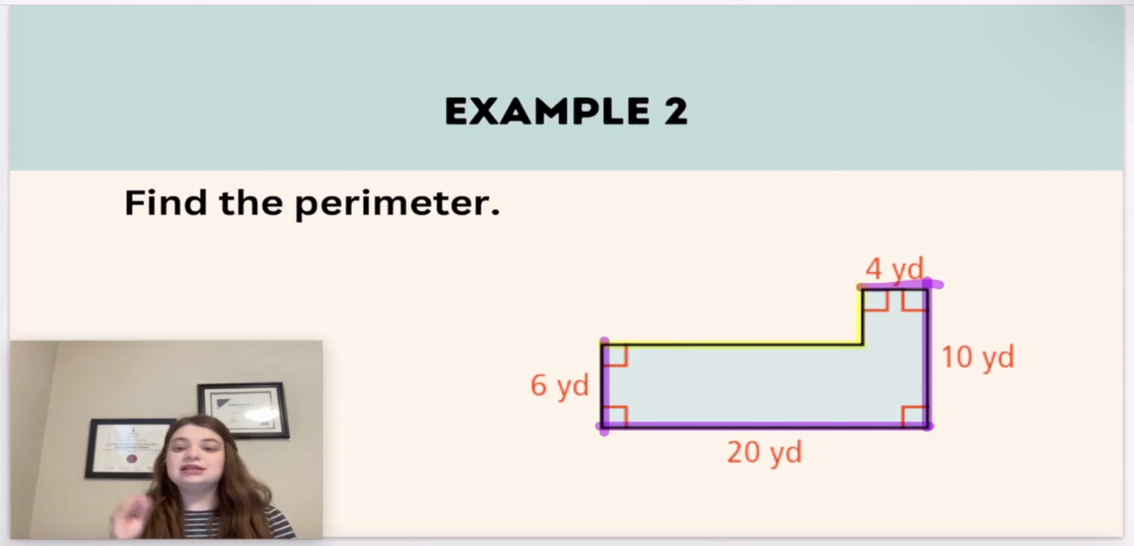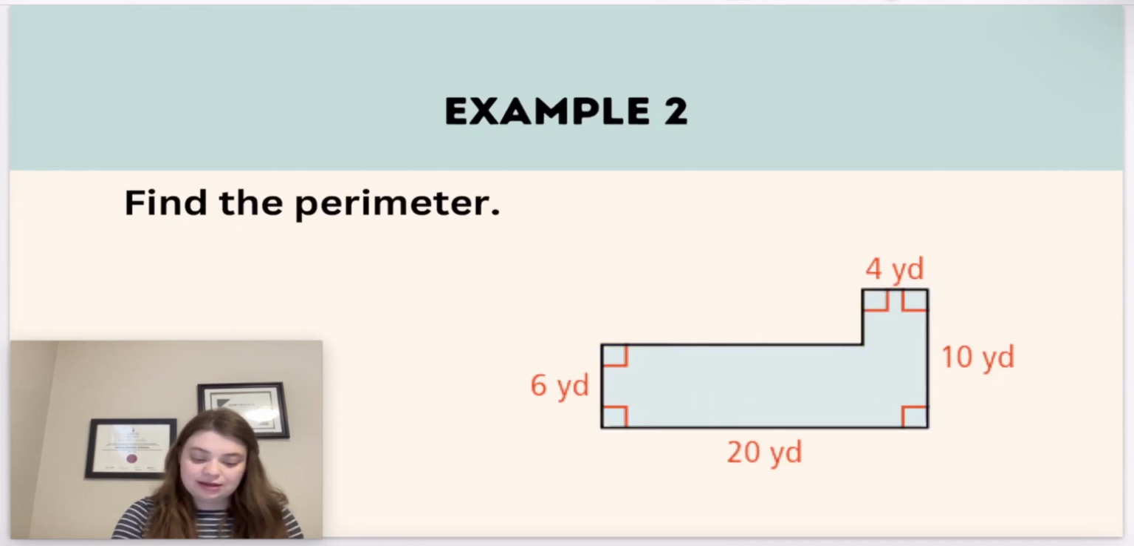A common mistake I see students make is just adding up the ones that are given and forgetting that there are actually other side lengths that we must include as well. Just because they're not given doesn't mean that they are not part of the perimeter. They're still part of our perimeter. So our job is to find them. So I want to talk about how to find them.